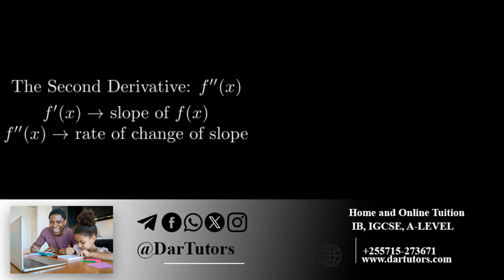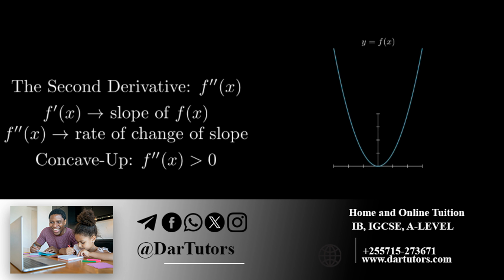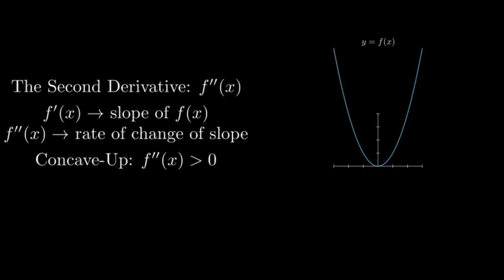This concept is called concavity. There are 2 types of concavity. First, we have concave up. This is when the graph of the function is shaped like a cup or a U. If you look at the tangent lines along a concave up curve, you'll see their slopes are increasing. They go from negative to 0 to positive. Since the slope is increasing, its rate of change, the second derivative, must be positive. So, a function is concave up where f double prime of x is greater than 0.